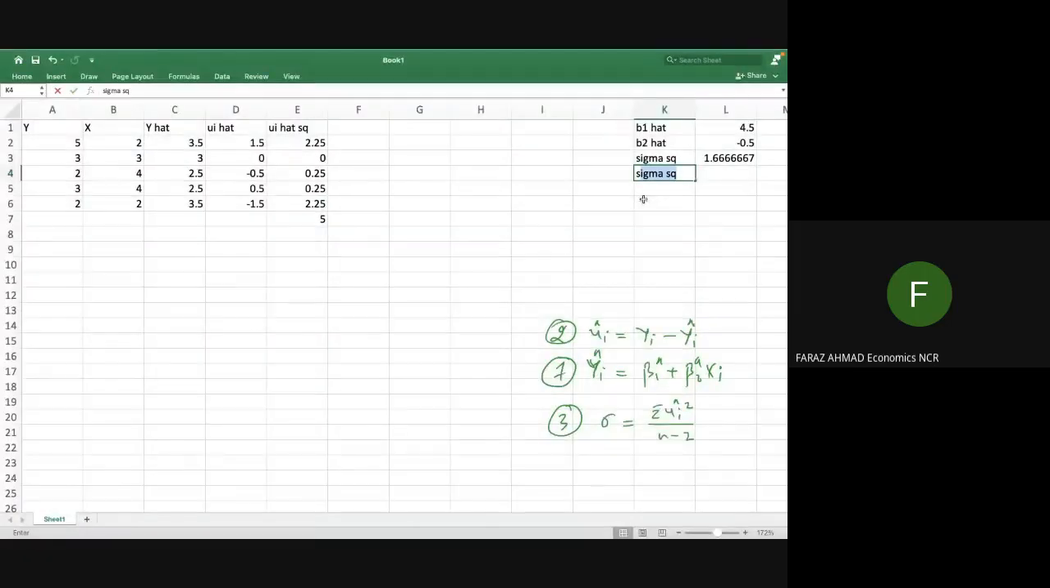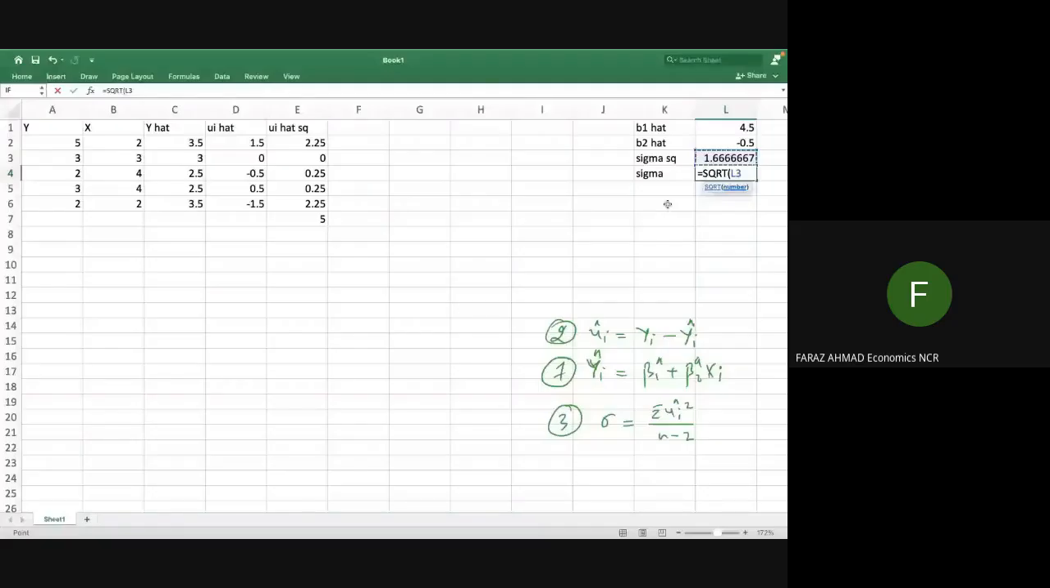And we can calculate sigma also using the square root of the above number, sqrt means square root, of this number 1.66667. I press enter, we got the sigma. So we got our sigma and sigma squared, which we needed to calculate standard error. Now we will calculate the standard error per se.